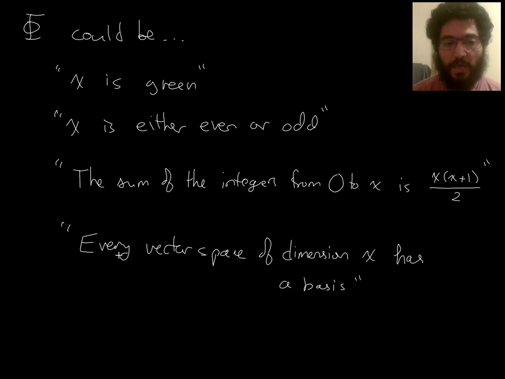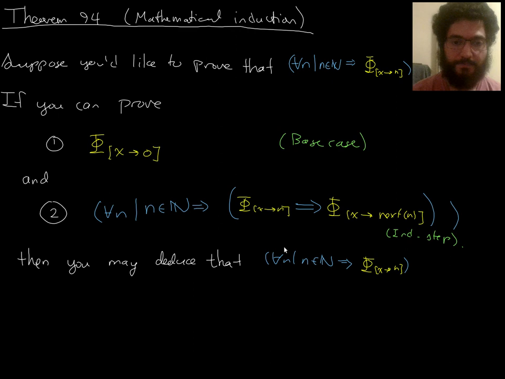Phi could be "every vector space of dimension x has a basis." This is a property that natural numbers could have or not have, right? Every natural number x could either have this property, that every vector space with that natural number as its dimension has a basis, or it could fail to have this property if there's some vector space with that natural number as its dimension which does not have a basis.